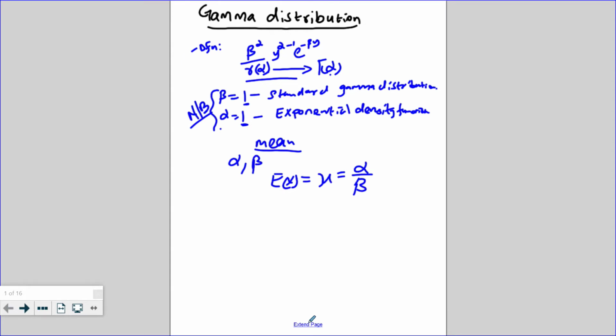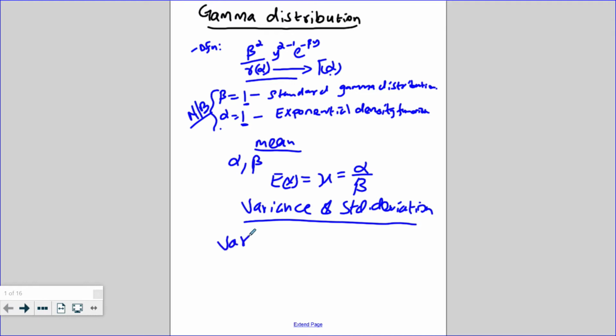So how can we now obtain the variance and standard deviation of a gamma distribution? The variance of x is equal to sigma squared, which is equal to alpha over beta squared. So you just take the formula of the mean, and then it is now beta squared. And then, of course, we know that the standard deviation is equal to the square root of variance.